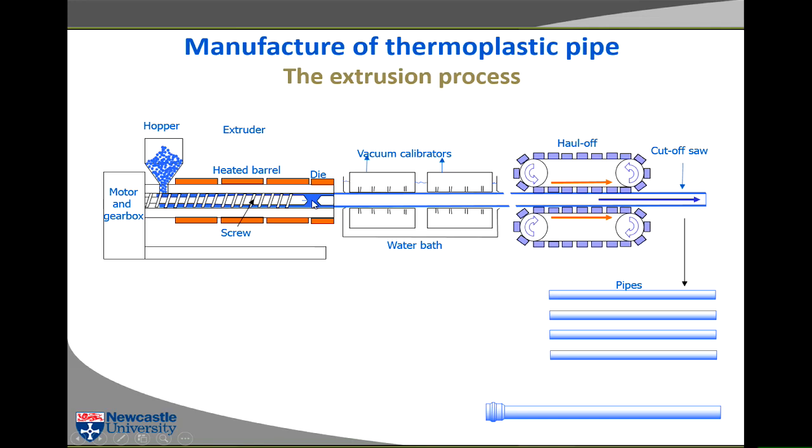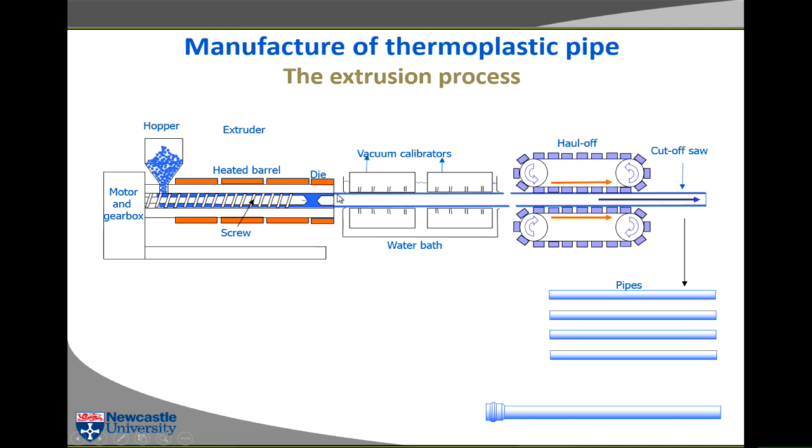And then depending on what you want to make, the rest of the downstream process may be one type of process or it may be another. But if you want to make pipe, the process is very easy because you have to make the material into the form of a tube. So you have this, which is called a torpedo. Inside the barrel of the extruder, the polymer flows around the outside of the torpedo to form a tube.